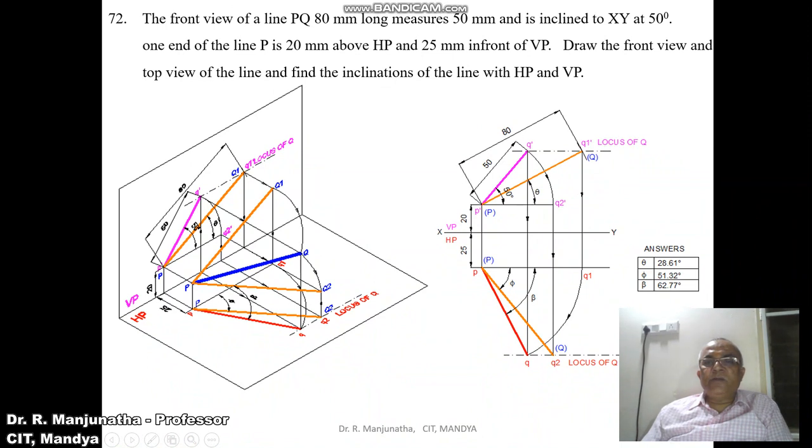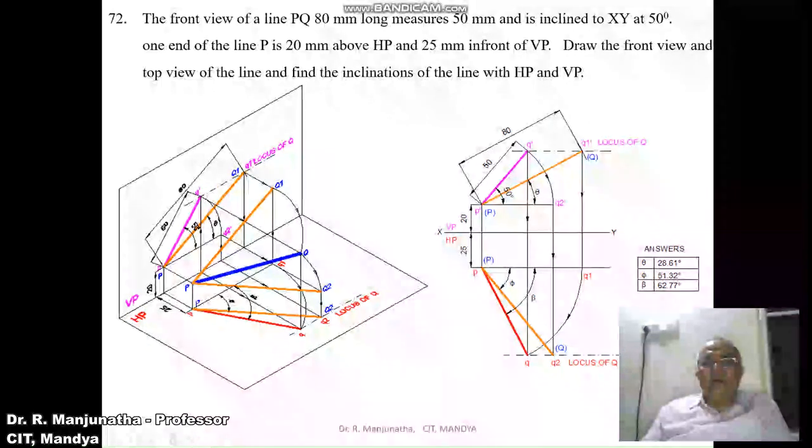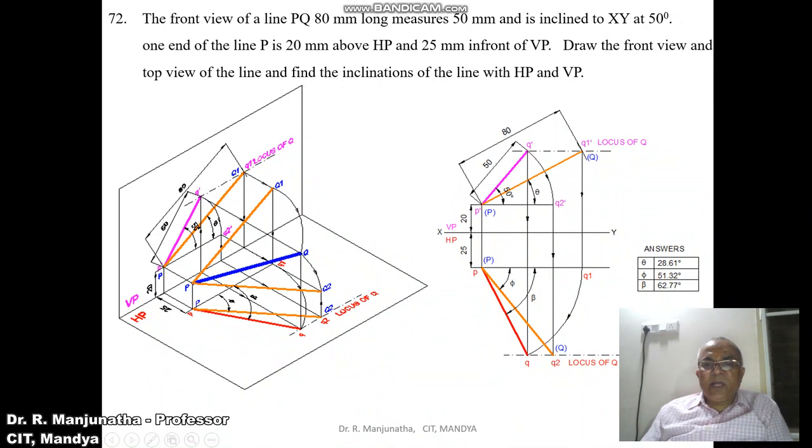With P dash as center, cut an arc on the locus of Q, and you will get Q1 dash. Then join P dash Q1 dash, and since it is the true length, you mark this as capital P and capital Q. Then, as we know, the top view point of the end projector of Q should lie on this end projector. So you take the front view.